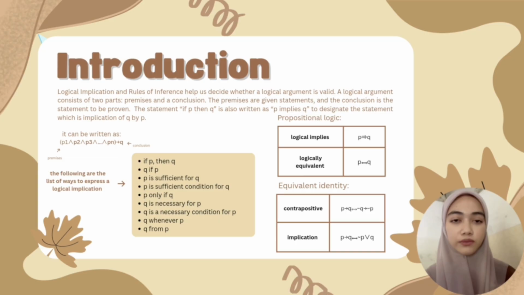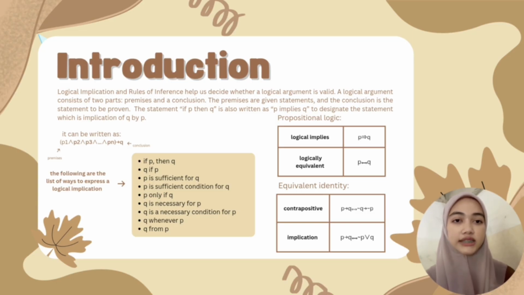A logical argument has two main parts, premises and the conclusion. Premises are the statements we start with. The conclusion is what we are trying to prove. When we say if P then Q, we are expressing a logical implication. This can be written formally as P1 and P2 and P3 and Pn implies Q. This means if all the premises are true, then the conclusion must also be true.